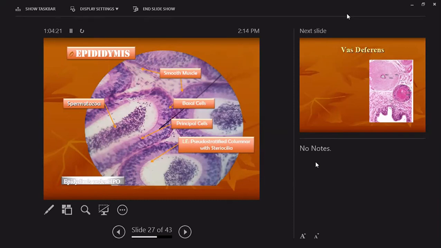The lining epithelium, di ba? You know, mucosa. You have the lining epithelium. You have the lamina propria. Di ba? Those are parts. And then, of course, you have your mucosa. Okay. Pseudostratified columnar with stereocilia. Okay. And that nucleus pointed is the principal cell, and then the basal cells.